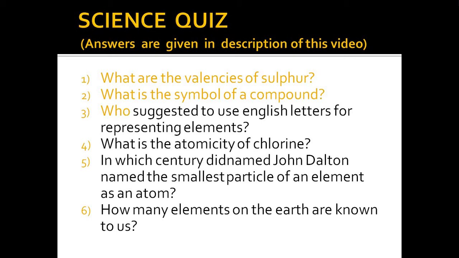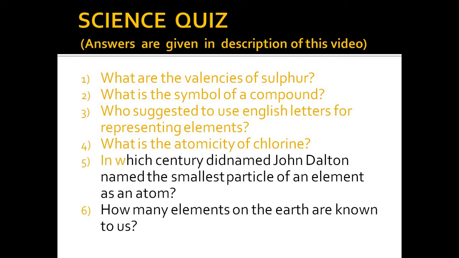Fourth question: What is the atomicity of chlorine? Fifth question: In which century did a scientist named John Dalton name the smallest particle of an element as an atom? Sixth question: How many elements on the earth are known to us?